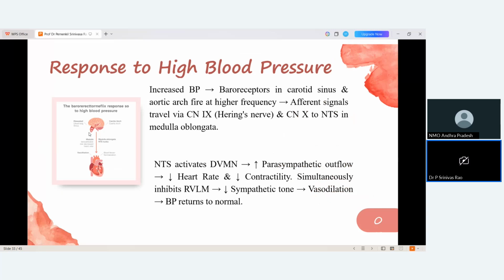Dorsal vagal nucleus, there is an increase in the parasympathetic outflow. So two things are happening. One is the cardiovascular center is inhibited. Here there is an increase in the parasympathetic outflow, which causes a decrease in the heart rate, decrease in contractility. But remember, sympathetic is more than the parasympathetic.